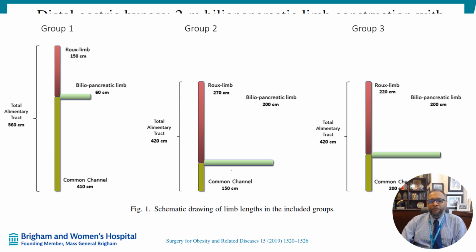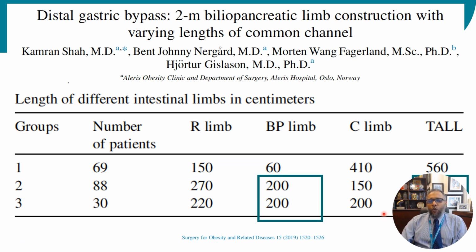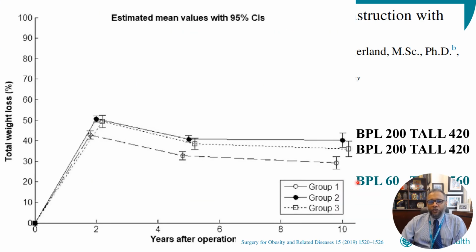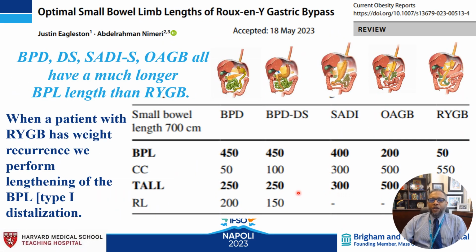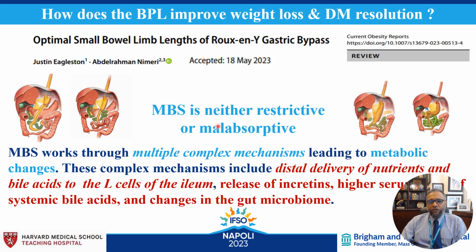shorter common channel. What they found was that the weight loss is best when the biliopancreatic limb is longer, but the nutritional deficiencies are the highest in group 2 when the common channel is shorter. So best weight loss with a longer biliopancreatic limb, worse nutritional outcomes with a shorter common channel. So it is important that we notice that whenever we do procedures that have a longer biliopancreatic limb, we are in effect shortening the common channel, and that may lead to nutritional deficiencies.